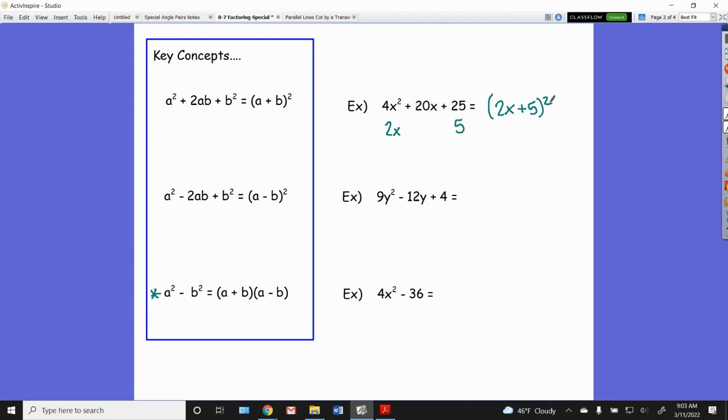Okay? Now, if you look at this next one, I need you to be careful, because if you look, 9y squared, negative 12y, and 4, there's nothing I can take out in common. But then I glance at it again and say, oh, my first one and my last one are perfect squares. I can take a square root, right? So the square root of 9y squared is what? 3y. What's the square root of 4? 2.